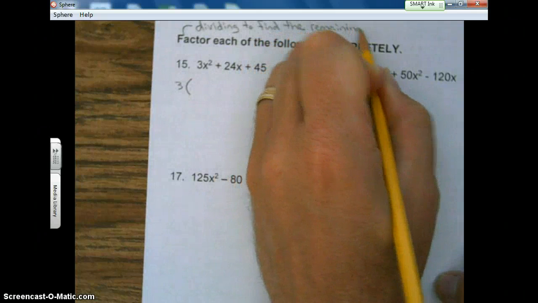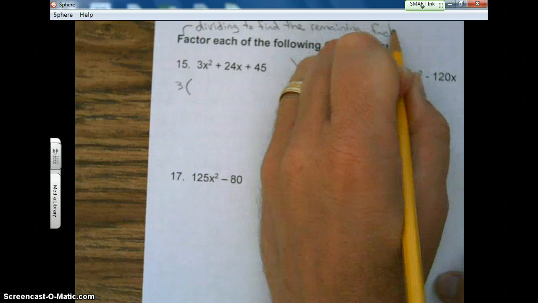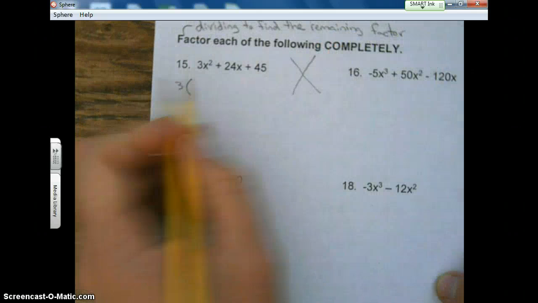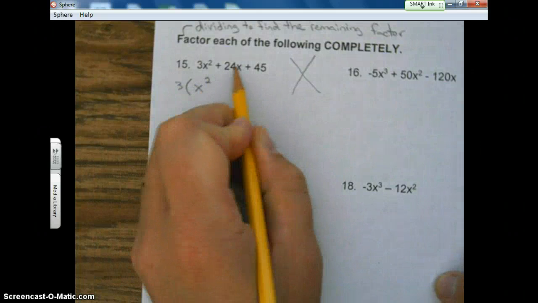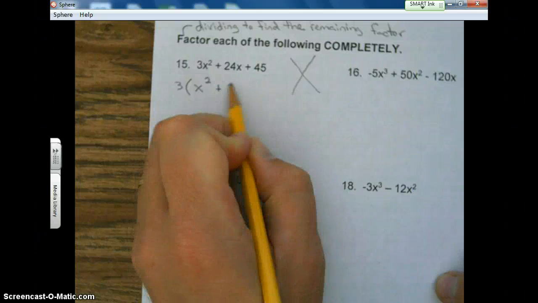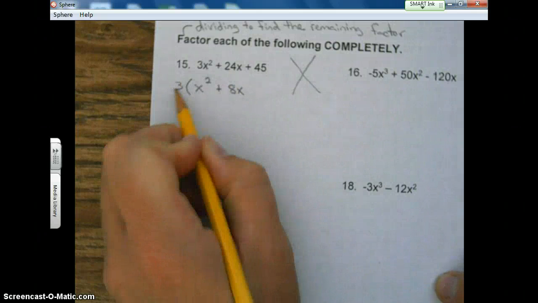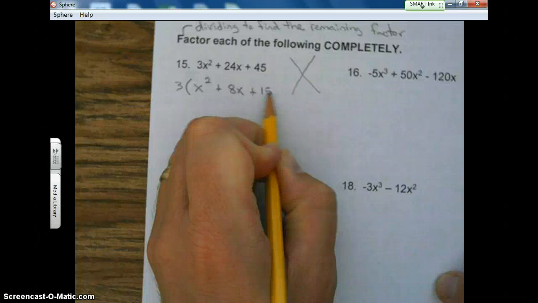That's the operation that we use. We divide. So 3 divided by 3 is 1. 24 divided by 3 is 8. And 45 divided by 3 is 15.